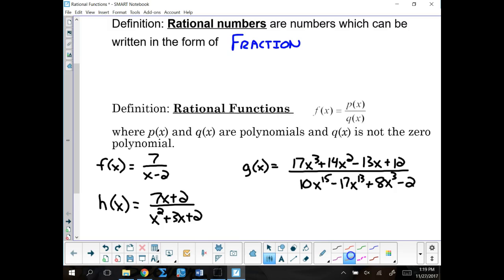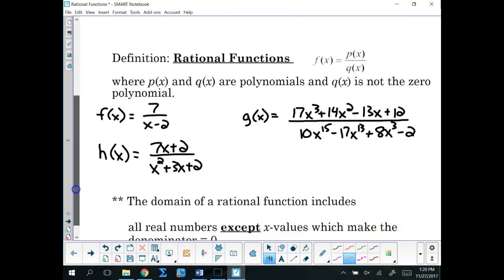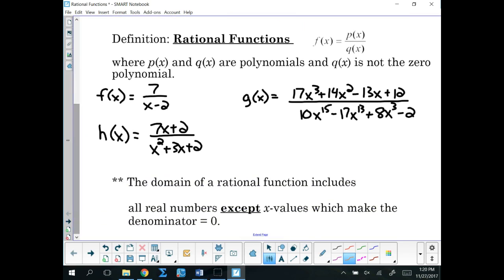Because, unfortunately, what you should have gotten out of the last chapter, which some people got and some people didn't, is that D word. Domain. The domain of a rational function includes all real numbers except the x values that make the denominator equal to 0.